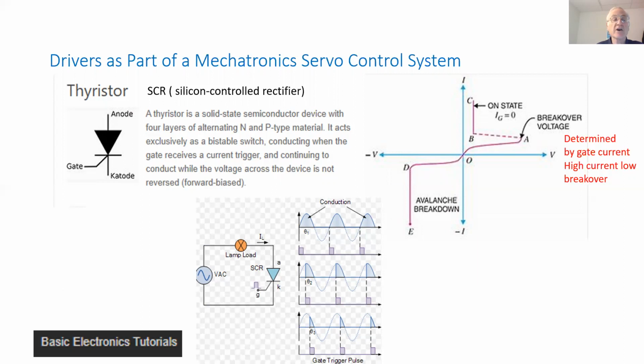When the current is zero, it takes very high voltage to break over the thyristor. And when the current is higher, the voltage reduces. So we see over here an example of the type of rectification that we can get with this device.